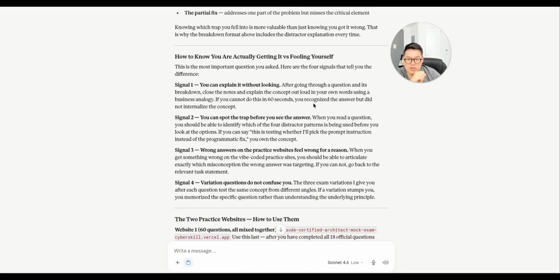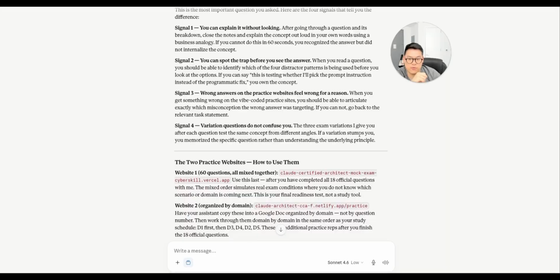Okay, so we have signal 1. You can explain it without looking. You can spot the trap before you see the answer.